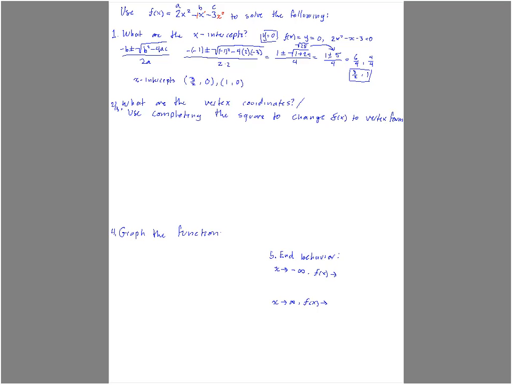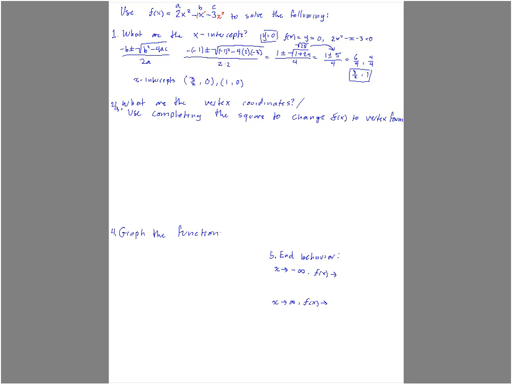The next question is, what are the vertex coordinates? And there's a later question asked in conjunction with this problem that asks you to complete the square to change the function into its vertex form. So I combined these into one problem, because if you're going to find the vertex coordinates, you're going to basically have it in vertex form. So might as well do both at the same time.